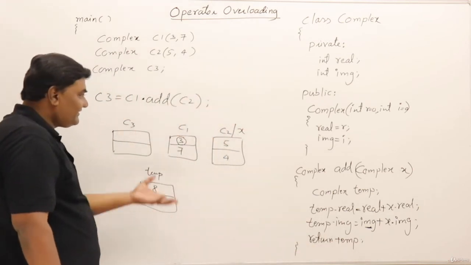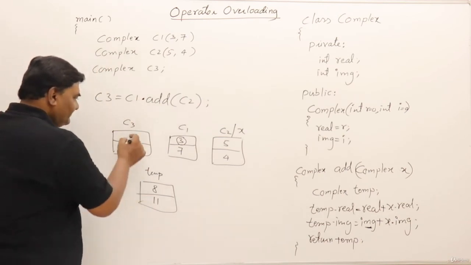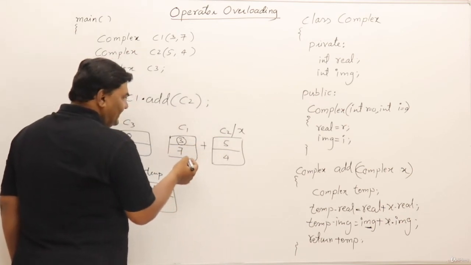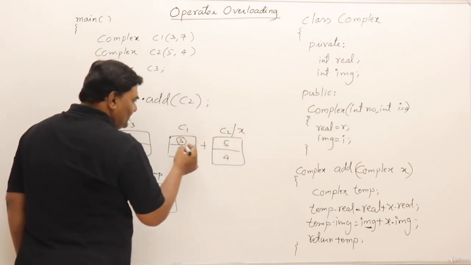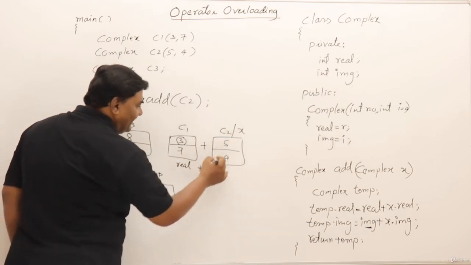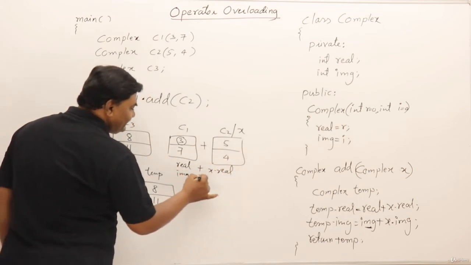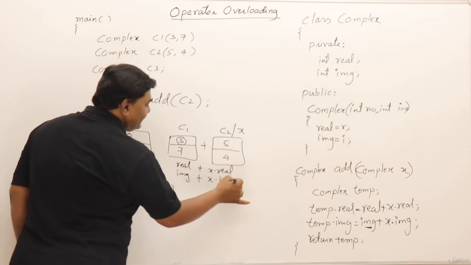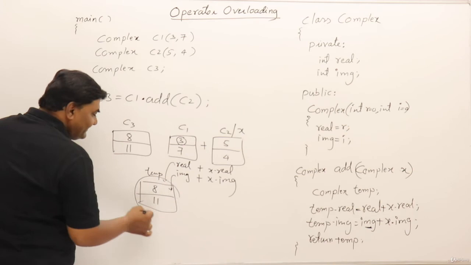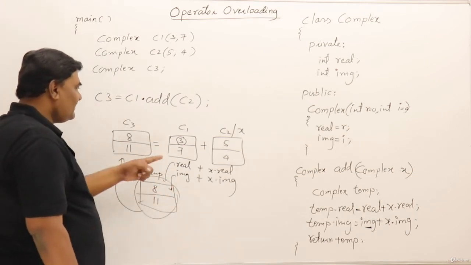So this object is returned and it is copied in C3. So this becomes 8 and 11. So these two are added. Who is adding this one? C1 is adding these two. So when C1 adds, it says real plus x dot real, right? And imaginary plus x dot imaginary. This is how it is adding, and the result is stored here in temp, and this is returned back and the result is copied in the C3. So this is how addition is done.